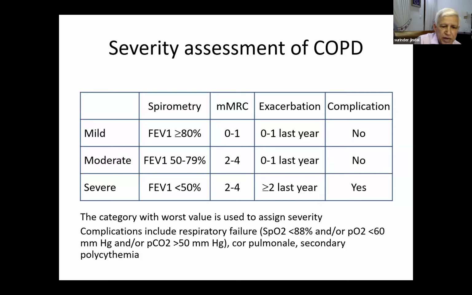And complications may include respiratory failure if the SpO2 is low, less than 88%, or the partial pressure of oxygen is less than 60, you see. Or there is cor pulmonale, like pulmonary hypertension, secondary polycythemia, and so on. So all these complications obviously characterize COPD as severe. So, next.